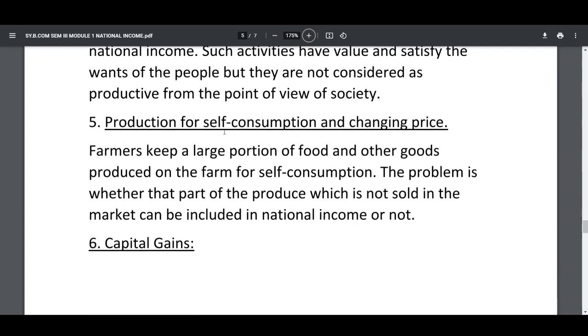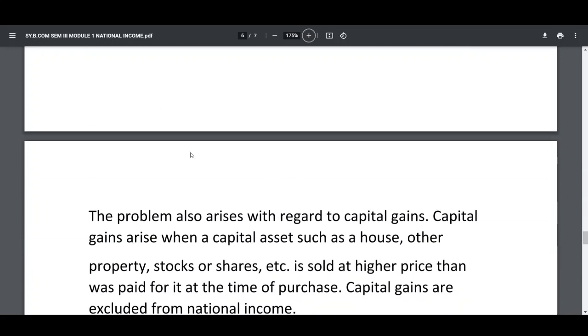Fifth, production for self-consumption and changing price. Farmers keep a large portion of food and other goods produced on the farm for self-consumption. The problem is whether that part of the produce which is not sold in the market can be included in national income or not. Sixth, capital gains.